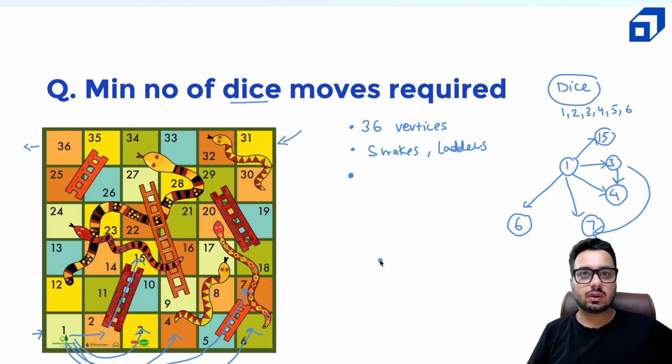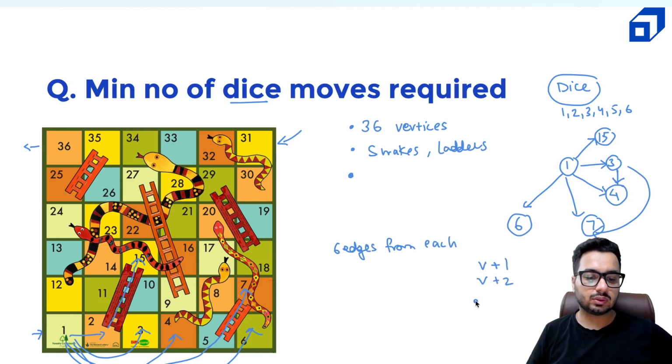That means how many edges do I have? I have approximately 6 edges from each vertex. If the vertex is v, I can go to v plus 1, v plus 2, v plus 3, v plus 4, v plus 5. This would have been the case if there was no snake and no ladder.